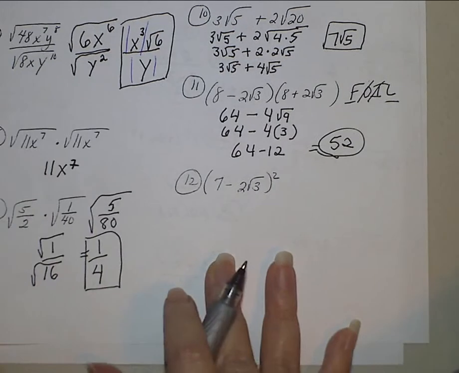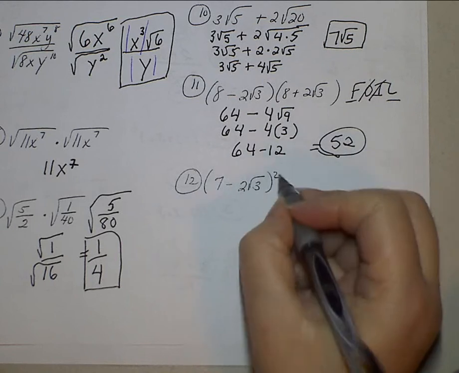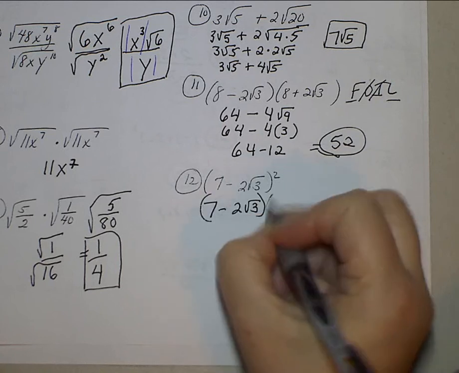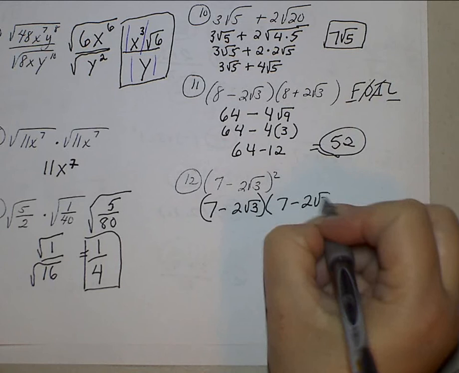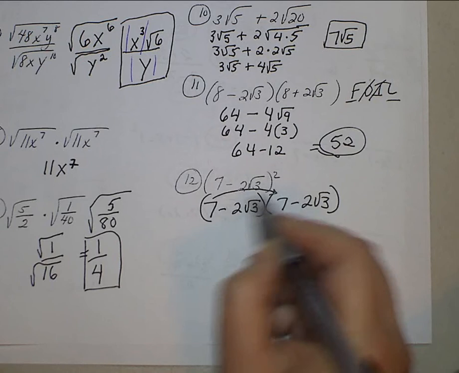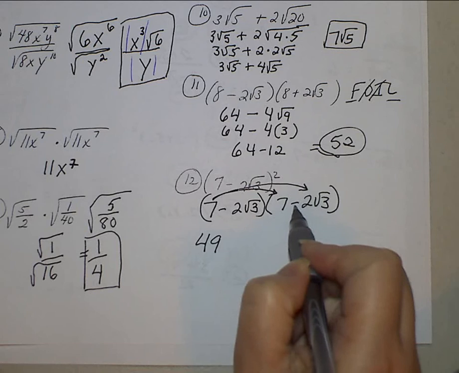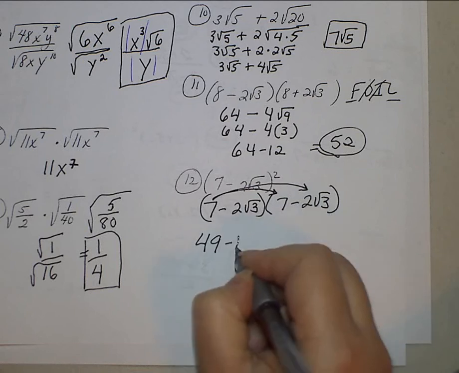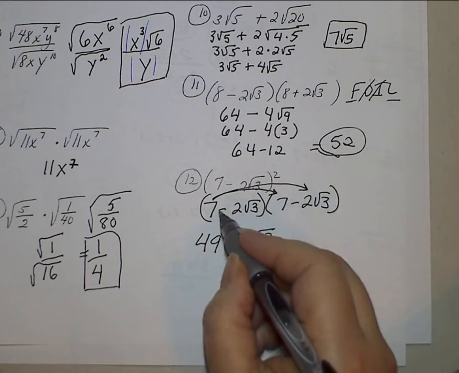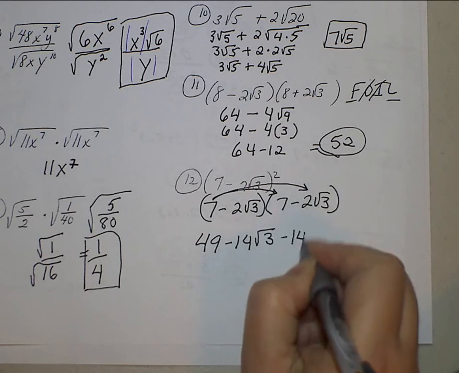What does this square mean? This square means that you have to take it twice. So that means 7 minus 2 square roots of 3 times 7 minus 2 square roots of 3. Now we FOIL. So the 7 is going to go here. So 7 times 7 is 49. Then we go 7 times the negative 2 is negative 14 square roots of 3. Then take your negative 2 times my 7, negative 14 square roots of 3.